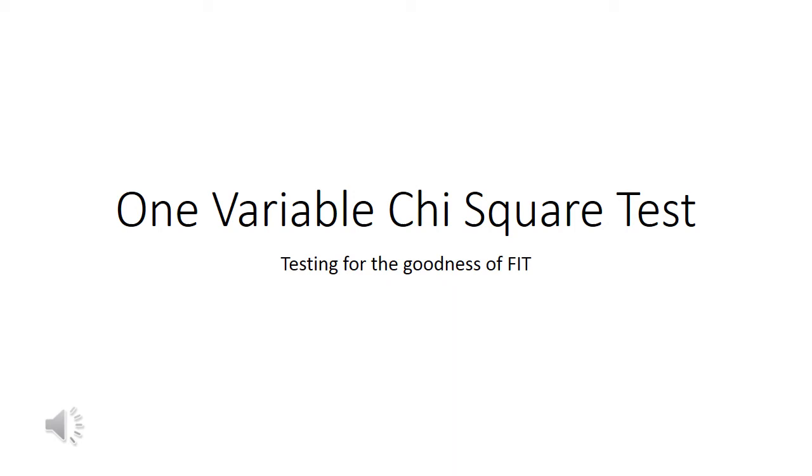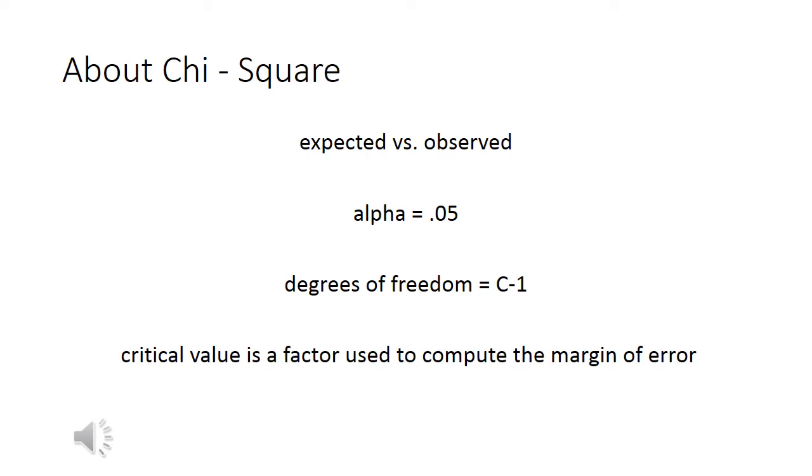This is Yelena. I will be presenting the one variable chi-square test. We'll be testing for the goodness of fit. The chi-square quantifies the probability of chance of qualitative data. The statistic answers the question of, is there a relationship between the two variables, or is this by chance?